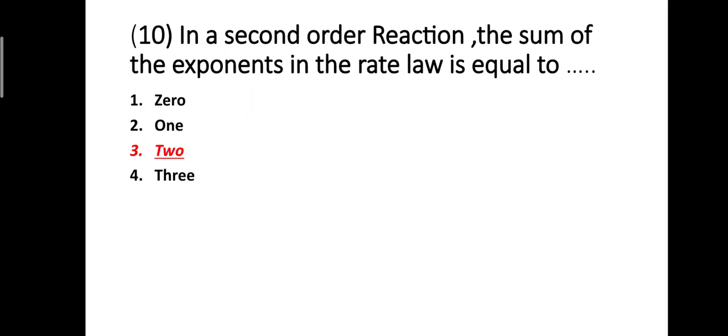Question 10. In a second order reaction, the sum of the exponents in the rate law is equal to option number first, 0; option number second, 1; option number third, 2; and option number 4, 3. And the correct answer for this question is option number 3, answer 2.